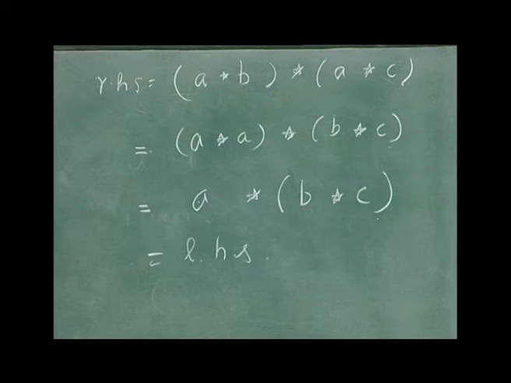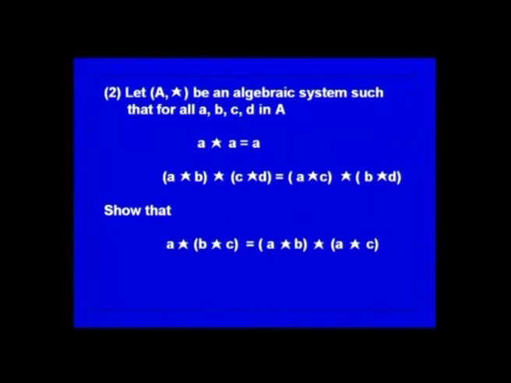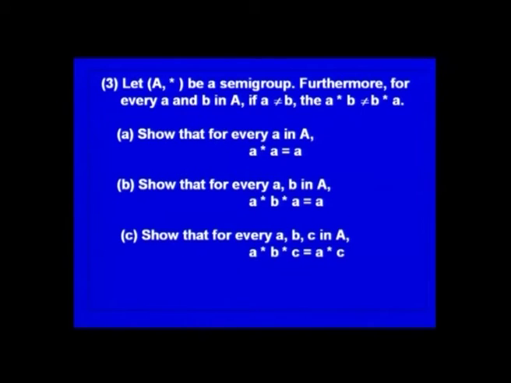So, we have proved the result. Let us consider some more examples. Let A star be a semigroup. Furthermore, for every A and B in A, if A is not equal to B, then A star B is not equal to B star A. Or if A star B is equal to B star A, that will imply A is equal to B. Okay. So, this is a semigroup.